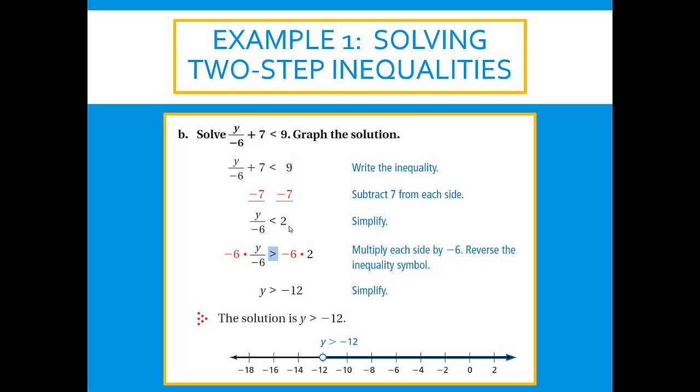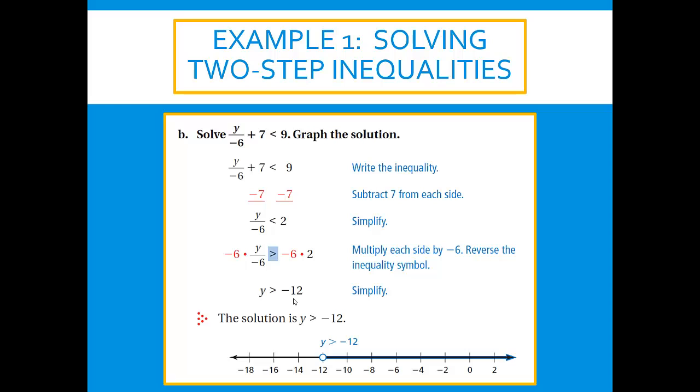And our next step will be to multiply both sides by negative 6. Remember that when we multiply by a negative, we need to reverse the symbol of our inequality. So our inequality was less than, and now it becomes greater than. Once we solve each side, we're going to get that y is greater than negative 12.